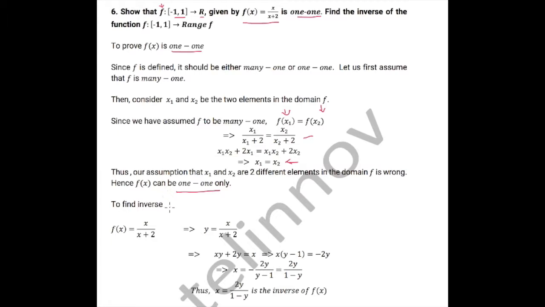Now to find the inverse, f of x equal to x by x plus 2. So writing f of x as y, we get y equal to x by x plus 2. On rewriting and getting the value of x, we get x equal to 2y by 1 minus y, which is nothing but the inverse of f of x.